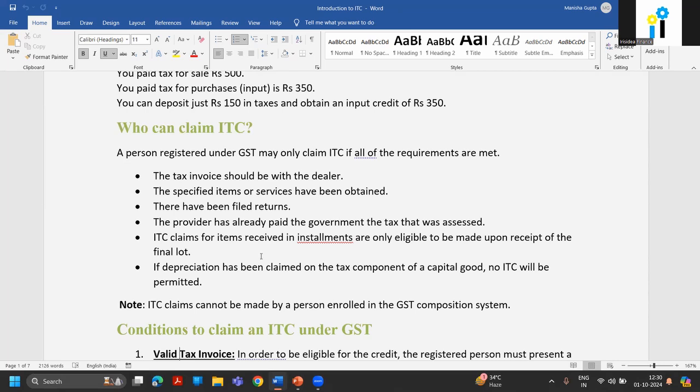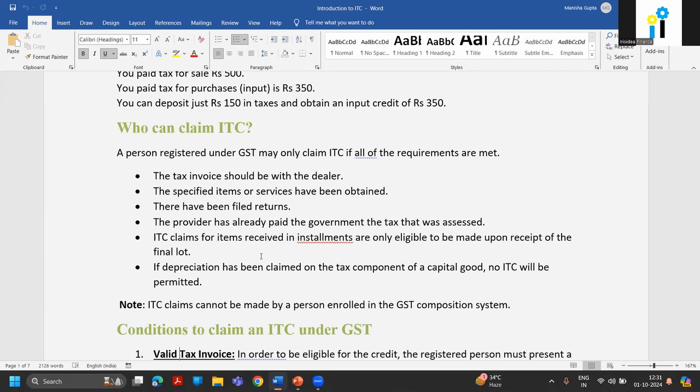It means you must have a tax invoice with you. In the tax invoice, the goods or services must be specified. And your vendor needs to have filed the return.